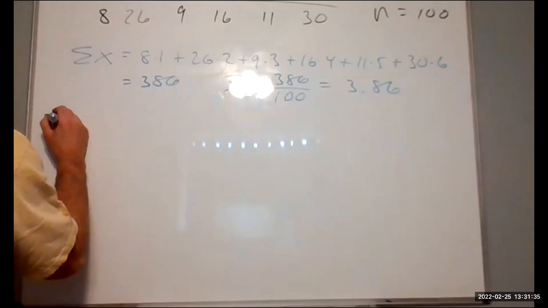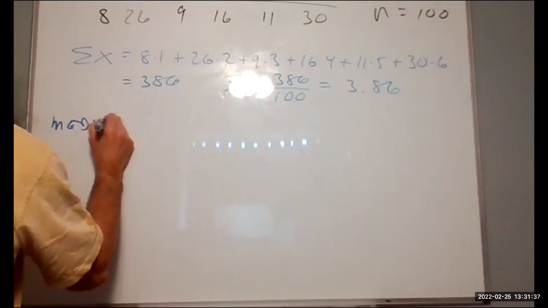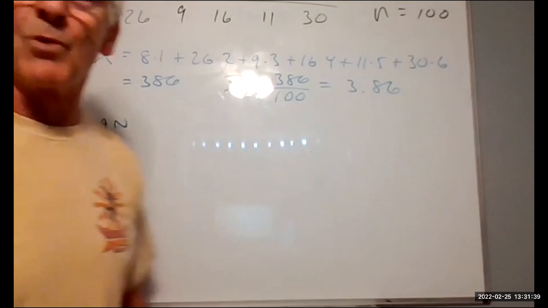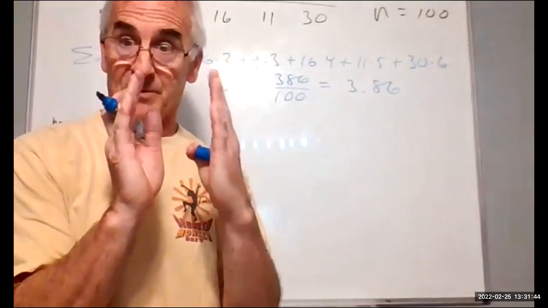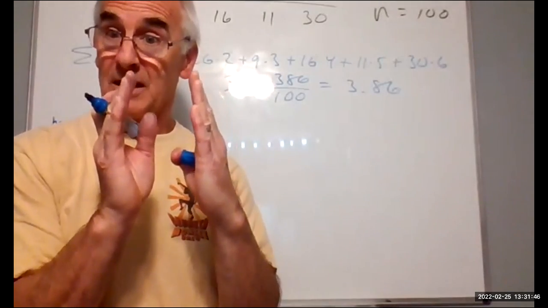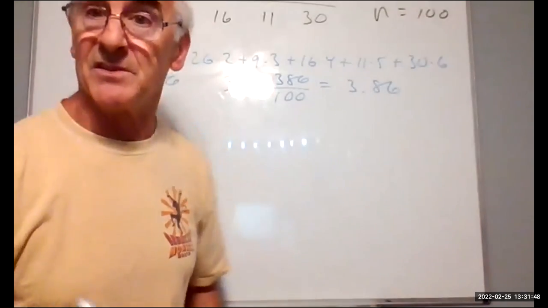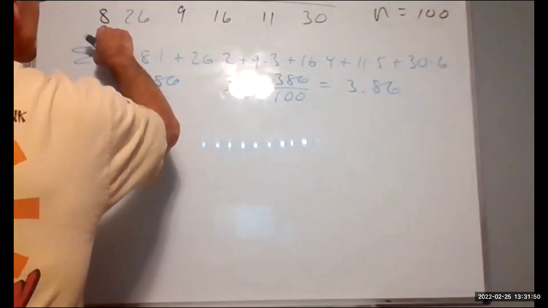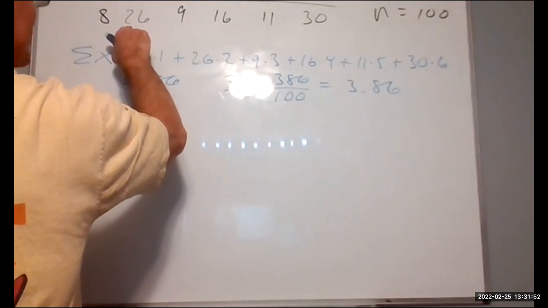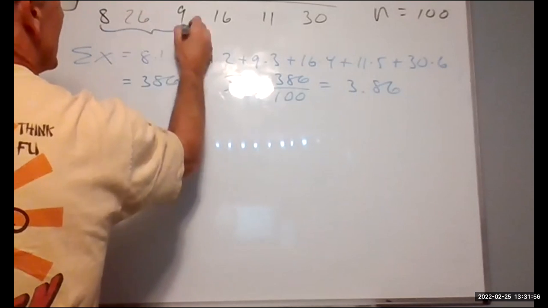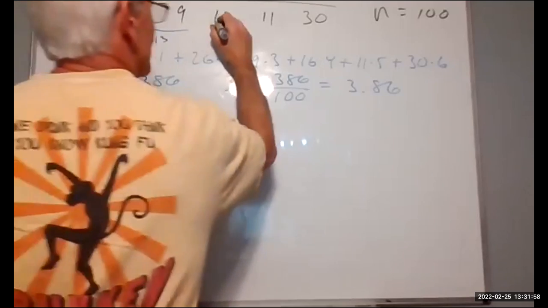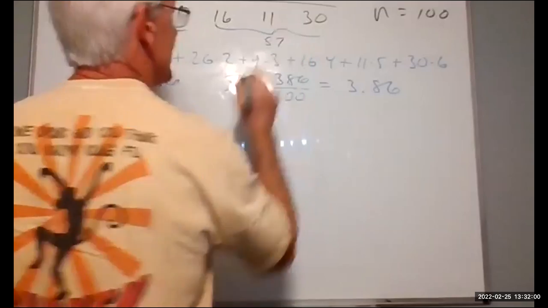To find the median, there were 100 rolls, so I need half of them, which is 50. So I need the roll that's between the 50th and the 51st. How do I do that? Count frequencies. 8 plus this, that's 34. 34 plus 9 is 43. If I add these guys up, that's 57.